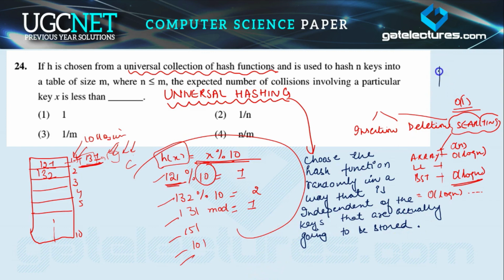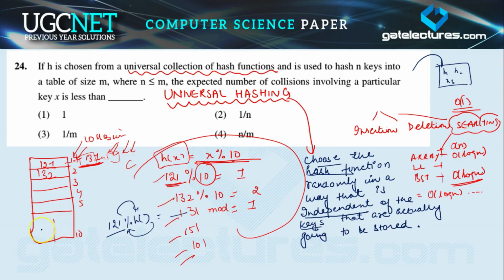Okay, so let's suppose this is a box, and a number of hash functions are present in this box. We choose the hash function randomly from this universal hash function box, and that hash function should be independent of the keys that are actually going to be stored. I want to store this key, so I randomly choose a hash function. It can be anything. I apply it, the result comes, and at that particular position I place that key. So this is universal hashing.